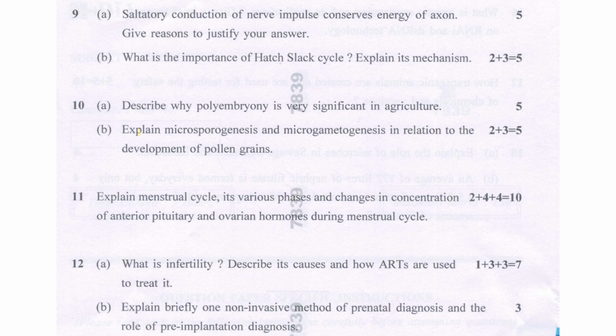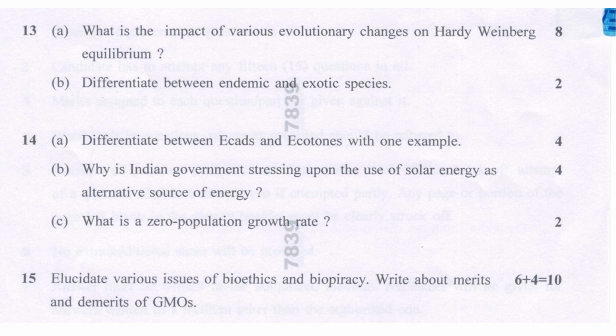Next question is: explain the menstrual cycle, its various phases, and changes in concentration of anterior pituitary and ovarian hormones during the menstrual cycle. Next question is: what is infertility? Describe its causes and how ART is used to treat it. Part B: explain briefly only the non-invasive methods of prenatal diagnosis and the role of pre-implantation diagnosis.